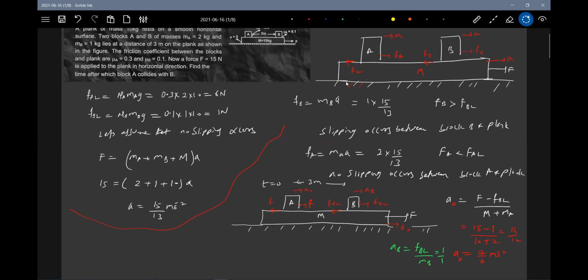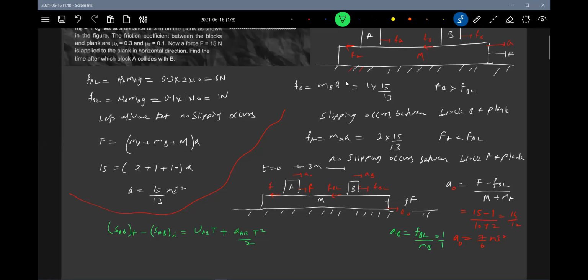So then what I do is S_AB final minus S_AB initial equal to U_AB t plus A_AB t square by 2. Hope everyone is able to remember the method. Relative motion. Both are initially at rest, so that initial velocity will become 0.